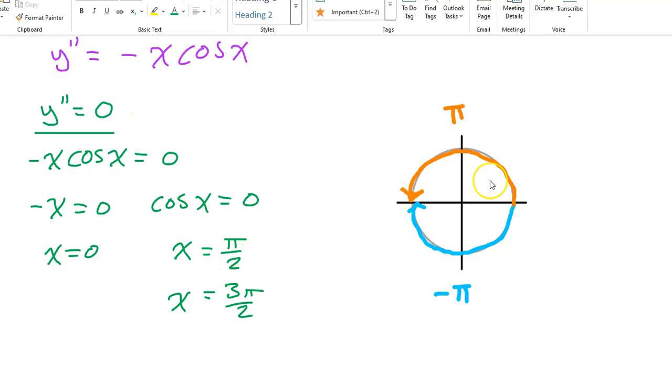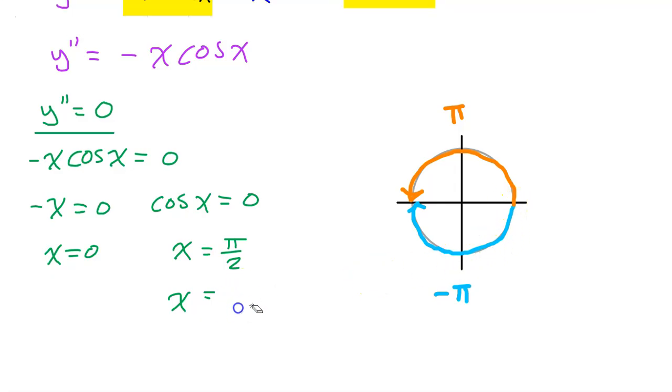Pi over 2 is fine because pi over 2 is right here between 0 and pi. But 3 pi over 2 is beyond pi, and that's outside of the domain. So to get to this position, which we normally call 3 pi over 2, we need to go this way. So that's going to be actually negative pi over 2.